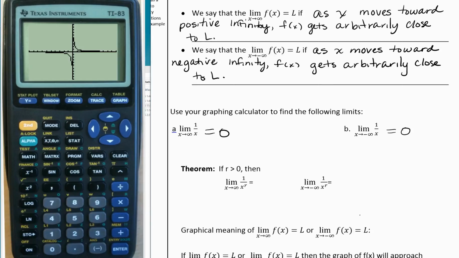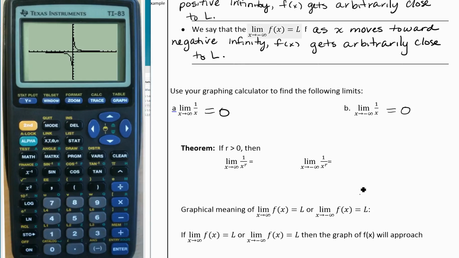Now, a theorem is, or how we can expand this, if you have 1 over x to some power and you're taking the limit as x goes to infinity or negative infinity, your denominator is getting bigger even faster. So these limits are also 0. So these will help us solve some problems later.